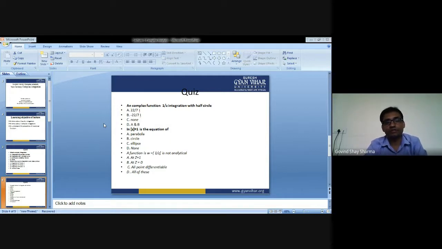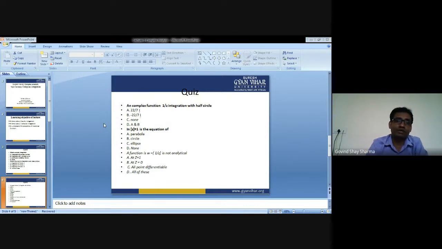If modulus z is equal to 1, what is the equation: parabola, circle, ellipse or not? So modulus z equals 1, we can write x plus iota y, and when we remove the modulus, we get x square plus y square equal to 1. So it is a circle of radius 1 where the center is the origin.